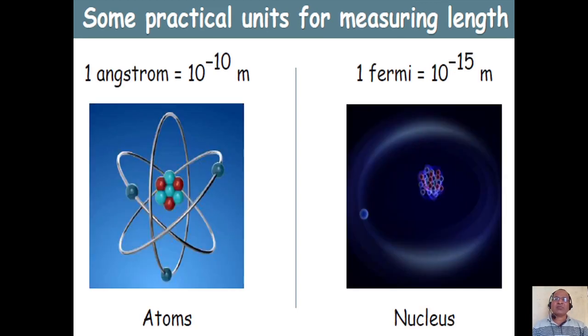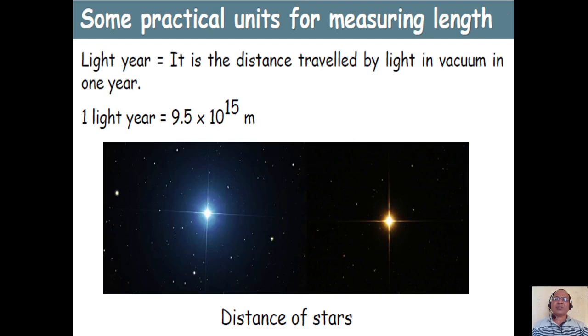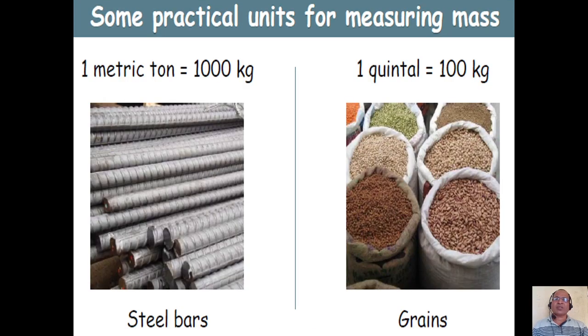The size of atoms is measured in angstrom. 1 angstrom unit stands for 10 raised to minus 10 meter. The size of nucleus is again very small, it is measured in Fermi. 1 Fermi stands for 10 raised to minus 15 meter. In certain cases light year is the unit for distance between stars and distance between planets. Light year is the distance traveled by light in vacuum in 1 year. Generally 1 light year stands for 9.5 into 10 raised to 15 meter.